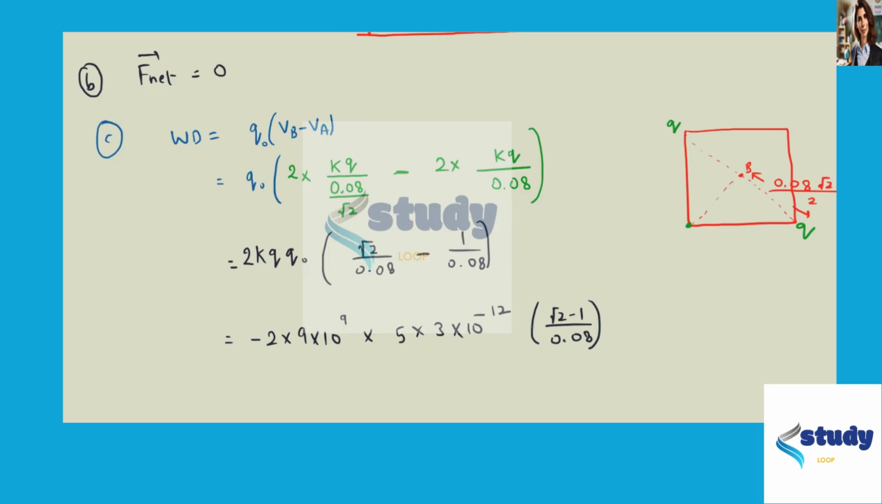Let me grab my calculator over here. So we have root 2 minus 1 over 0.08 times 2 times 9 times 5 times 3. So this is coming as, it should be divided by 10 raised to minus 3. So the work done is coming as negative 1.4 joules up to 2 decimal places. So negative 1.4 joules is the required work done up to 2 decimal places.